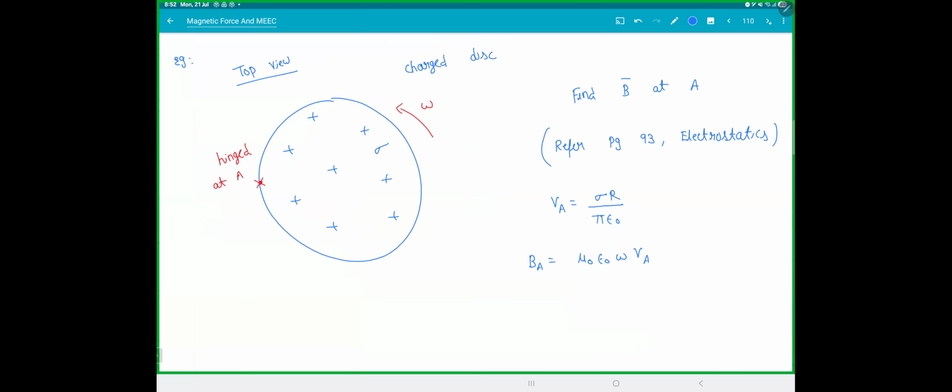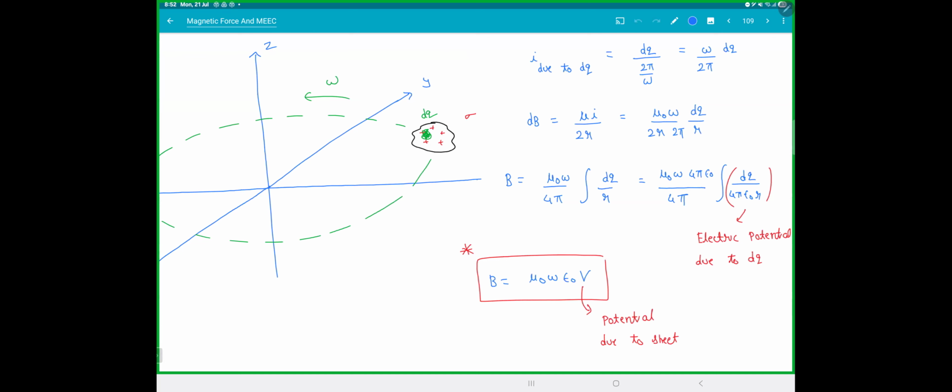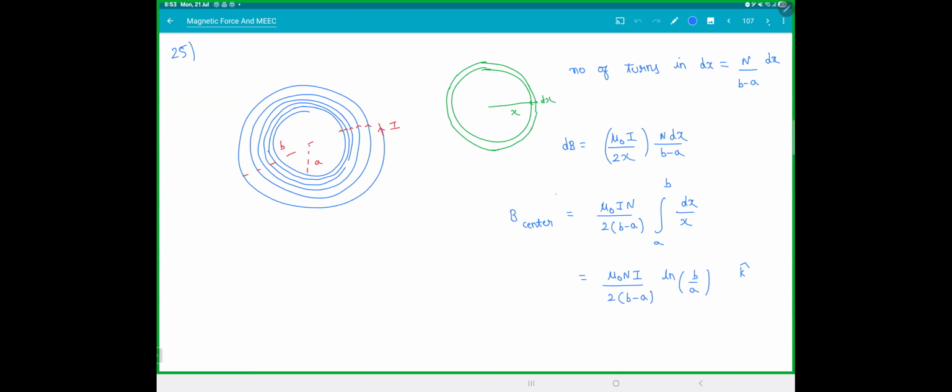If you know the potential, you're done. Now it looks easy because you know V_A. But finding V_A itself is another headache, isn't it? A is a point on the circumference. So we combine two of these things, that and this. Suddenly this becomes a really good question. Clear with this? Any doubts on this? This is a kind of problem which looks scary and tough, but is actually easy to solve if you get it in terms of potential.